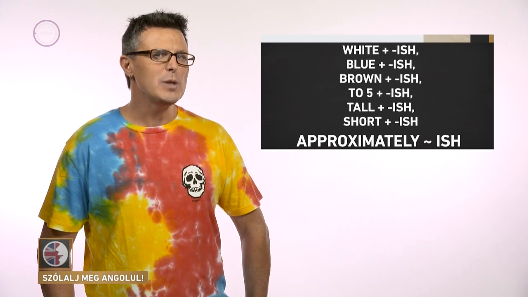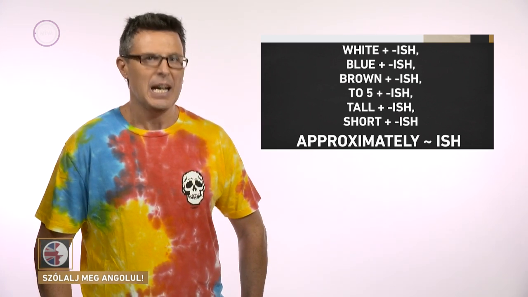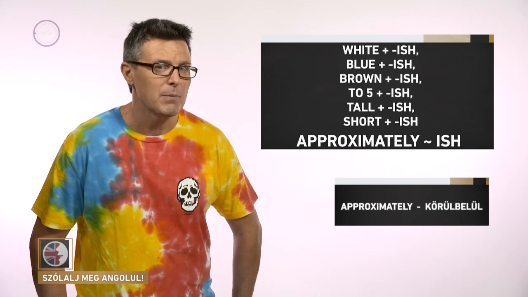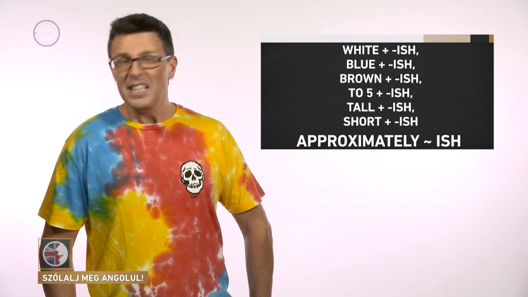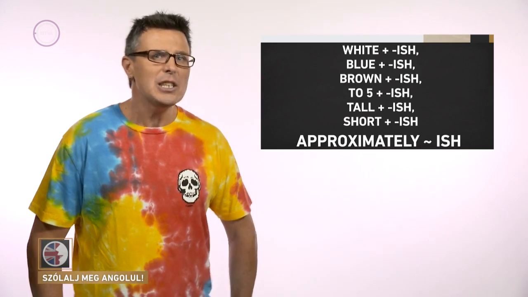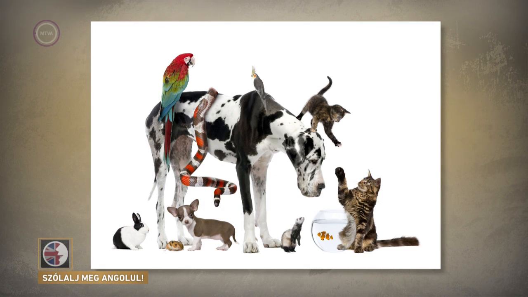We also use it with time. I work from 9 to 5-ish. Ish is another way of saying approximately. We use ish with adjectives as well. Is he tall? Well, he's tallish. Is she short? Yes, she's shortish. Okay, another picture, please.